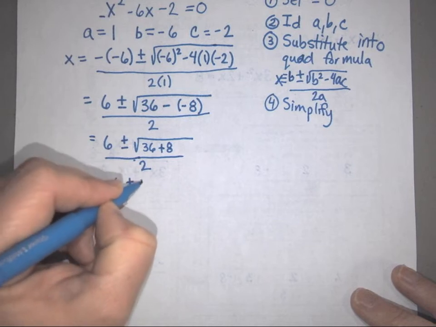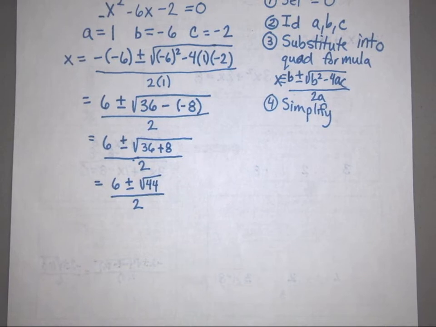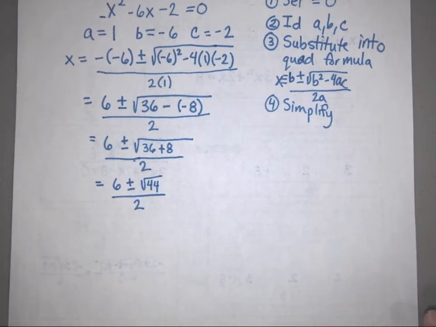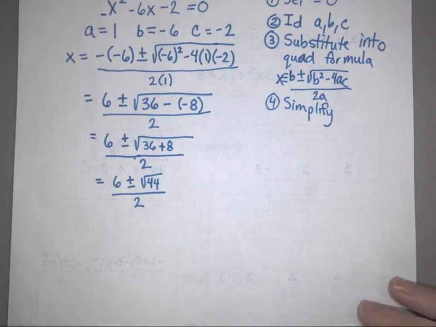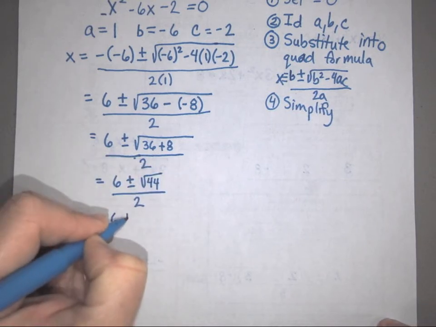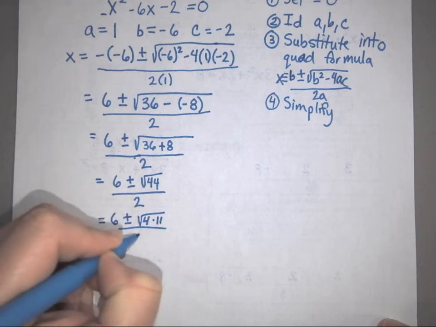6 plus or minus the square root of 44, all divided by 2. Now, you can see that 44 is not a perfect square. So I can't simplify that radical. I can't totally get rid of my square root sign. However, 44 is the product of 4 and 11. So I can do 6 plus or minus the square root of 4 times 11 over 2.